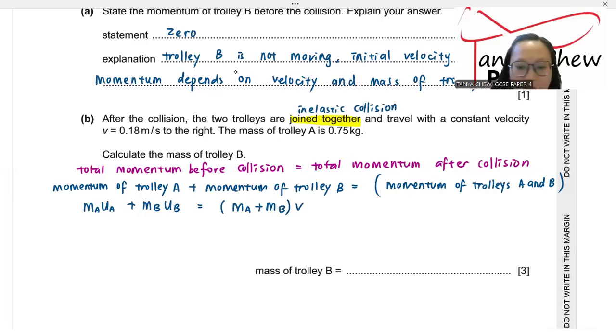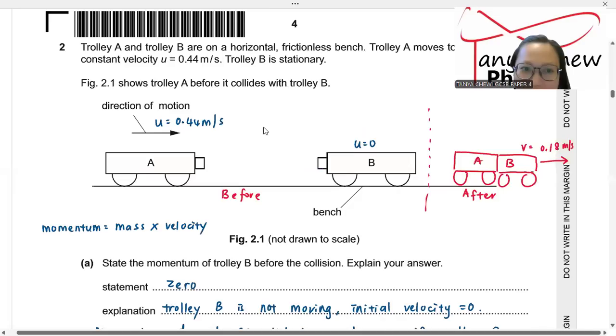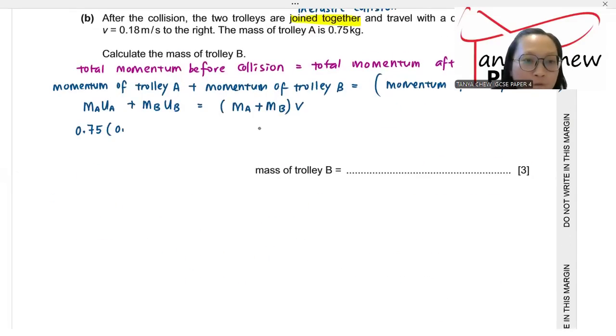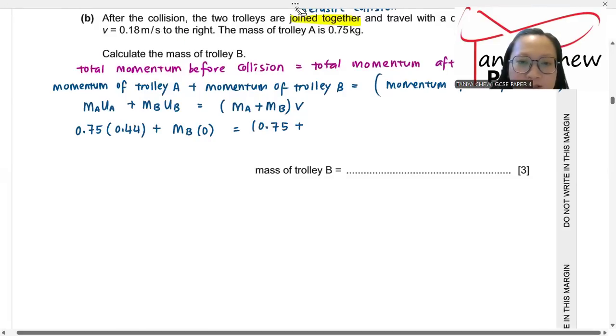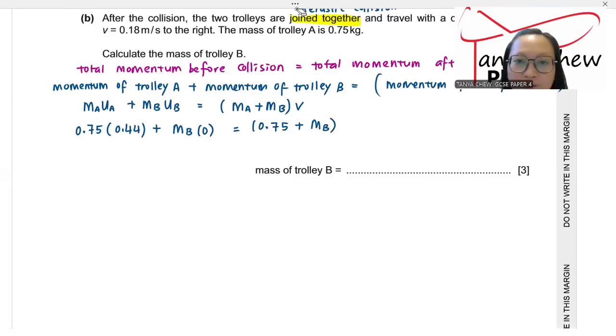So MA, mass of A, is given as 0.75. Initial velocity of A, look at what I wrote here, 0.44. So you just sub in 0.44 plus mass of B. I don't know mass of B, but I know initial velocity of B is equal to 0 because B is stationary. So I'm going to sub in the value. Mass of A is 0.75 plus mass of B, which I don't know, times the final velocity of the two trolleys, 0.18. So from here, 0.75 times 0.44, I got 0.33.